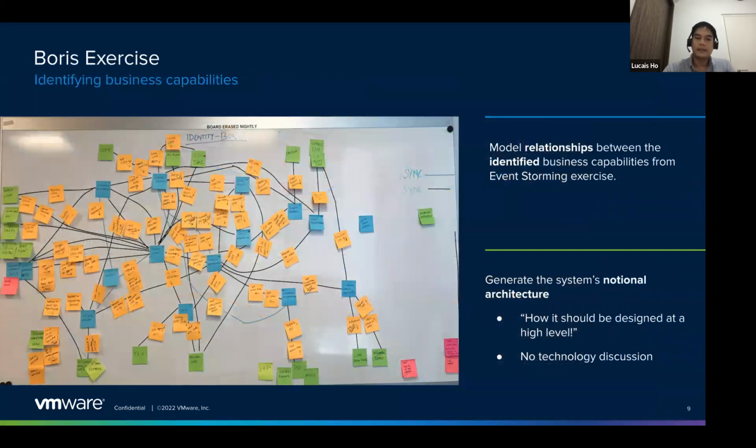After carving out that thin slice to start with, we then model relationships between the business capabilities from our event storming exercise. This allows us to generate our notional architecture. From a lean perspective, our notional architecture is essentially an assumption on paper. This starting point allows us to test the interaction and further refine our aggregate candidates.